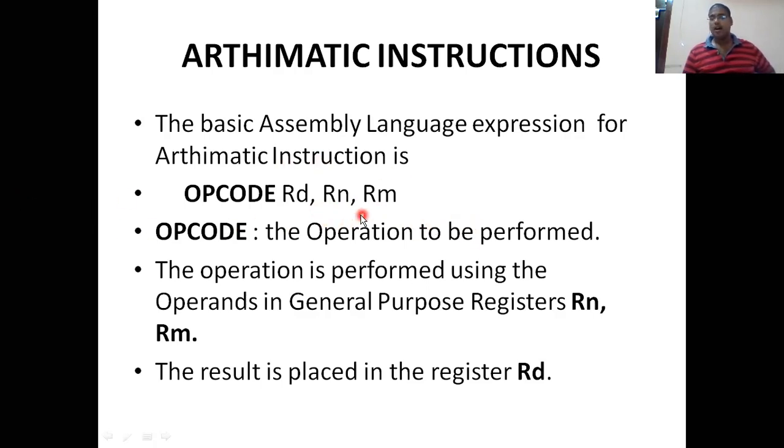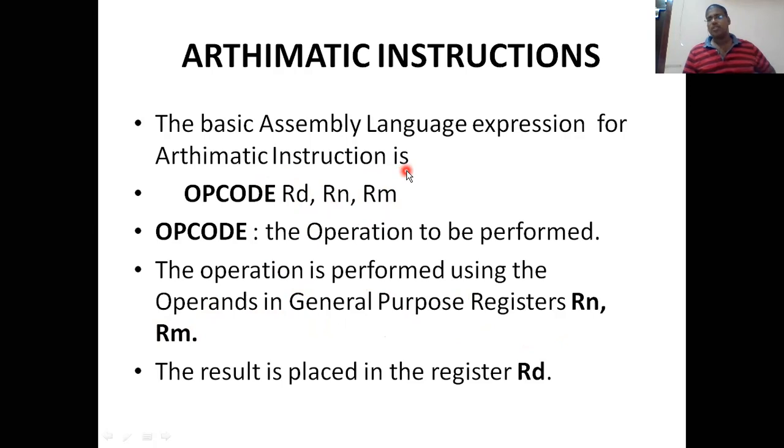Here Rn and Rm are the general purpose registers. The operation is performed using the operands in the general purpose registers Rn and Rm. By using these registers we are going to perform some operation, and the result is going to be stored in the Rd. See here, it is entirely different from the previous version, because previously if I have ADD AX, BX like that, or ADD R1, R2, if I give some example, then R1 and R2 are going to be added and the result is going to be stored in R1 itself.